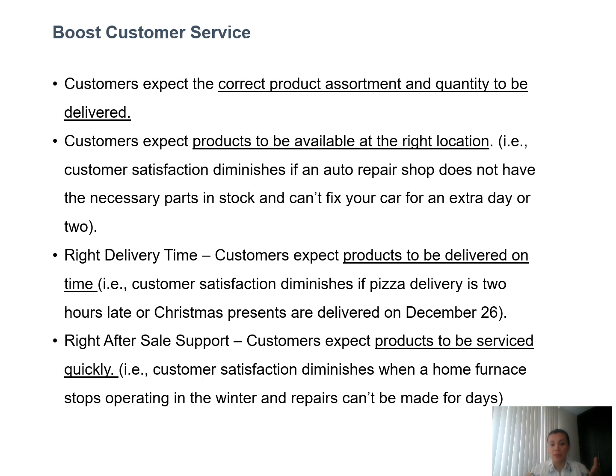To be delivered at the right time, the customer expects the product to be delivered on time, and right after, for support, customers expect products to be serviced quickly. So at the end, if you get to handle the supply chain management of any company in an effective manner, you will boost customer service because you will get the products at the correct time, place, and in the way that the customer expects.